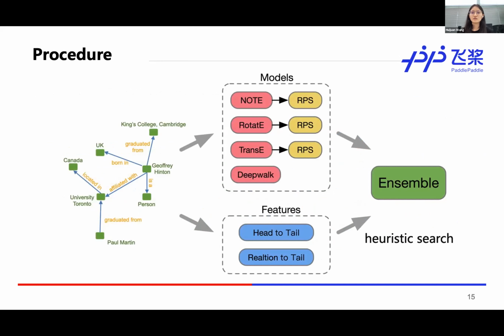And this figure shows the overall procedure of our solution. On the one hand, we encode entities and relations into embeddings with the existing and our proposed methods. And on the other hand, we construct features directly from knowledge graphs. And finally, we use heuristic search to combine learned embeddings and features for the final prediction.